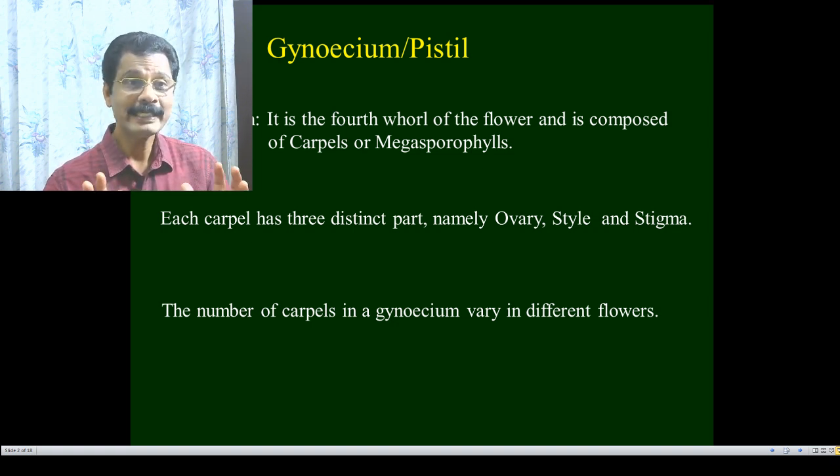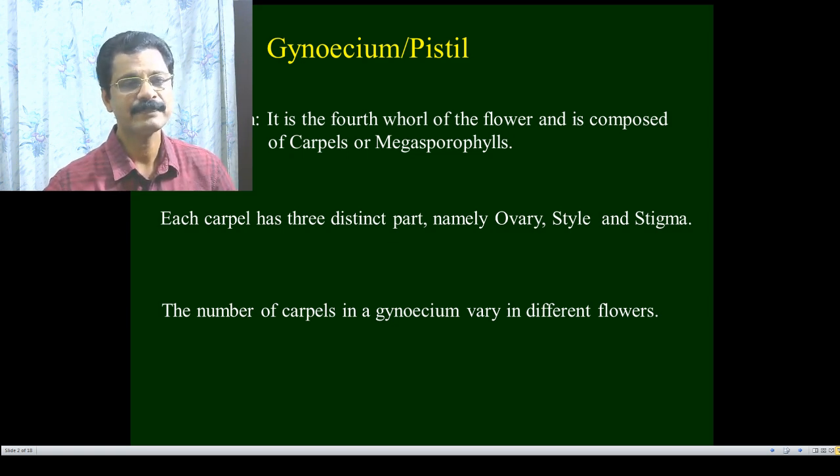We have already discussed that each and every part of the flower is a modified leaf. Calyx is a modified leaf. Corolla is a modified leaf. Androecium is a modified leaf, otherwise called microsporophylls. Microspore bearing leaves are called microsporophylls. And here the megaspore bearing leaves are called megasporophylls.